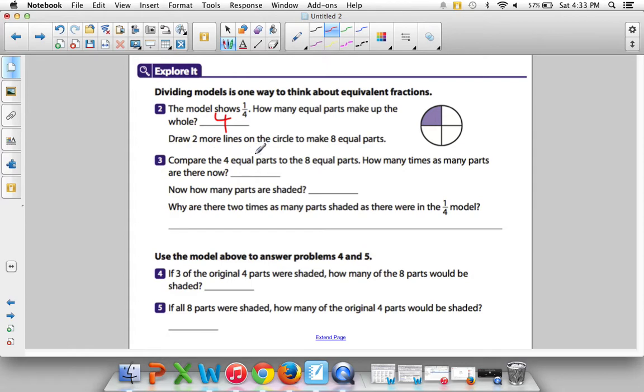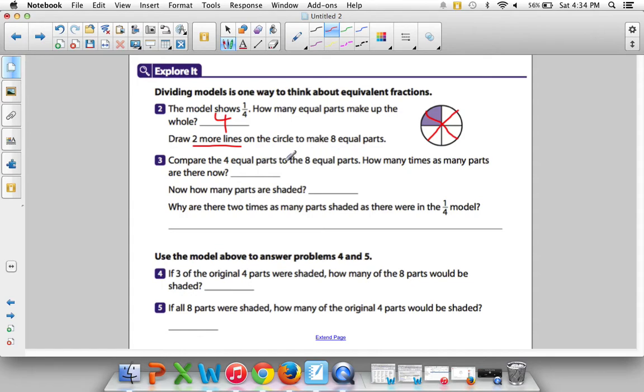Draw 2 more lines on the circle to make it 8 equal parts. So how can we turn this into 8 parts by drawing only 2 more lines? That might be tough for you at first, but calm down. It's as simple as going through the center, as straight a line as possible. Look what I've done. I used 2 lines, and now how many pieces do I have? 1, 2, 3, 4, 5, 6, 7, 8 different pieces. That's exactly what they wanted.